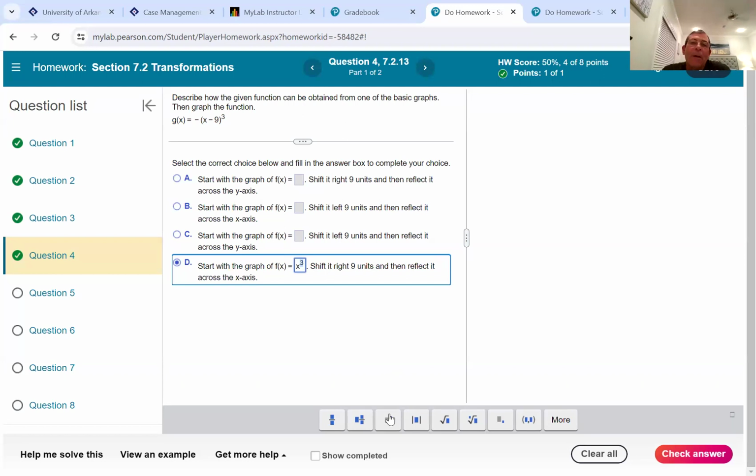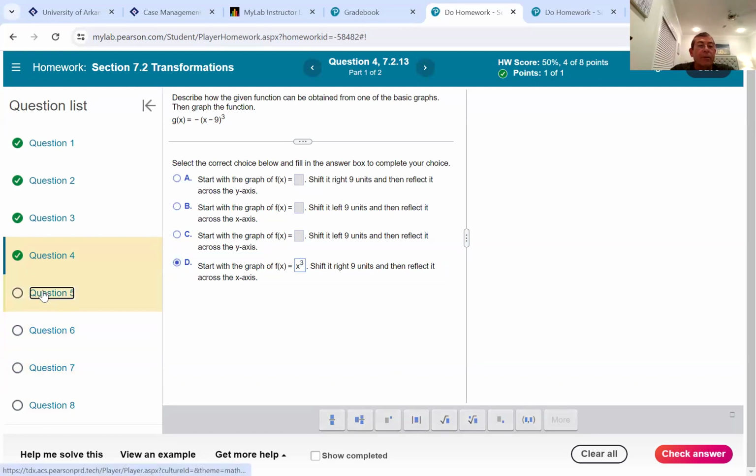Okay, y'all. So just get good. If it's in parentheses, it's left or right. And it's sort of backwards what you think. Now, if it's added at the end, not in the parentheses, it's up or down. And that's pretty much, I would think, positive up and negative down on that, okay? So just play with those.